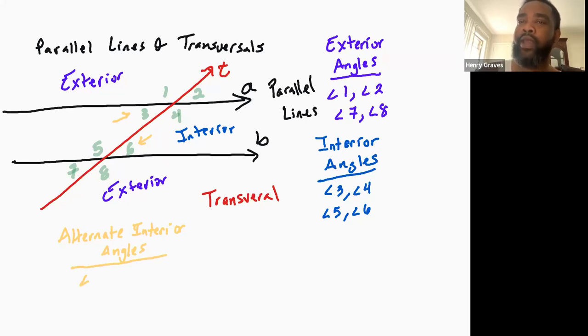So if 3 and 6 are alternate interior, so are angle 4 and angle 5. Notice how they're on opposite sides, right? Sorry about that. Angle 4, angle 5.